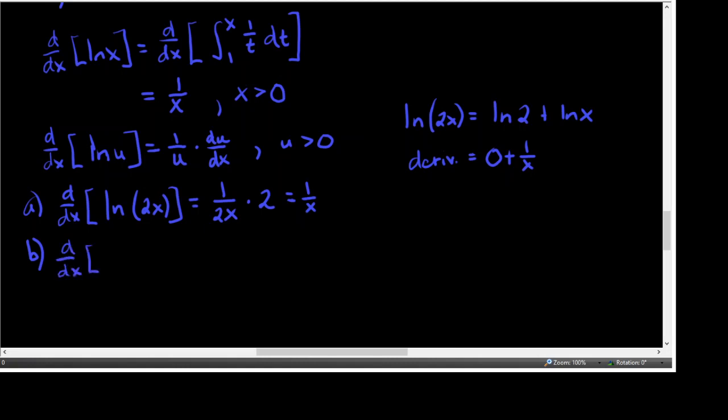Okay, this time for B, we're taking the derivative of the natural logarithm of x squared plus 1. So the derivative is 1 over the something that the natural logarithm is taken of, times the derivative of that something. And so that's 2x over x squared plus 1.